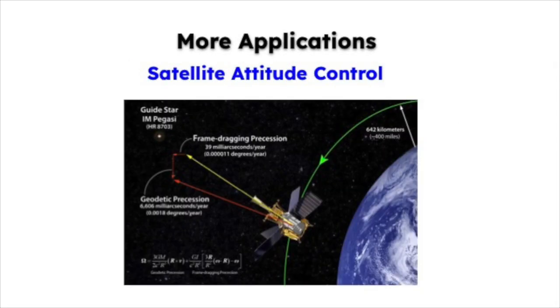Finally, another example is satellite attitude control. Satellites orbiting Earth or heading to deep space need to maintain precise orientation to aim antennas, cameras, or solar panels in the right direction. They use reaction wheels or control moment gyroscopes to rotate themselves without using fuel. These devices spin internal masses, and by conservation of angular momentum, the satellite changes its orientation.